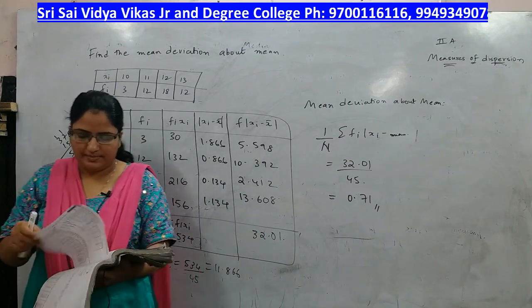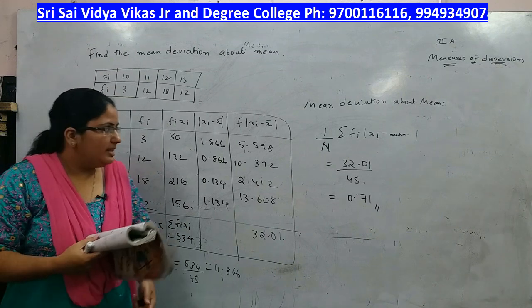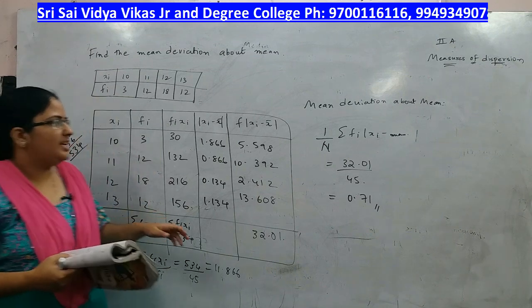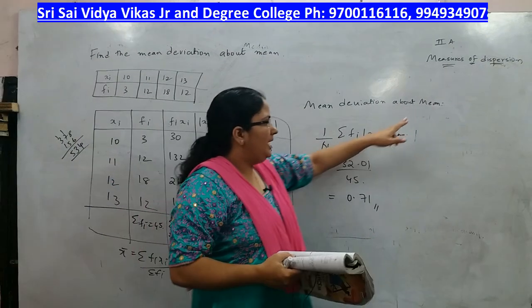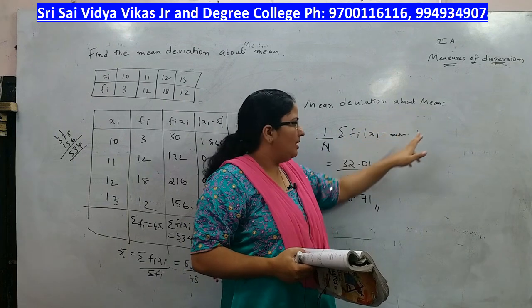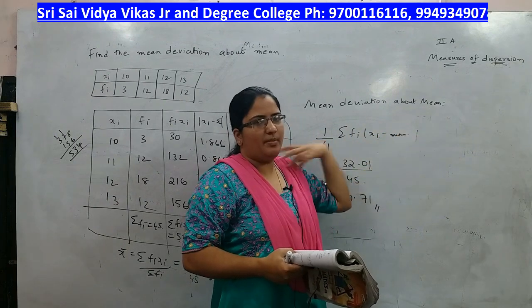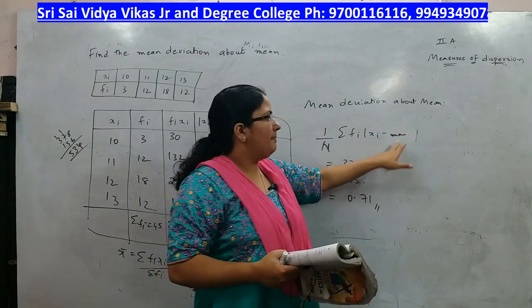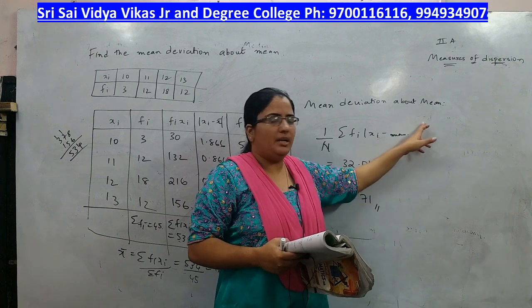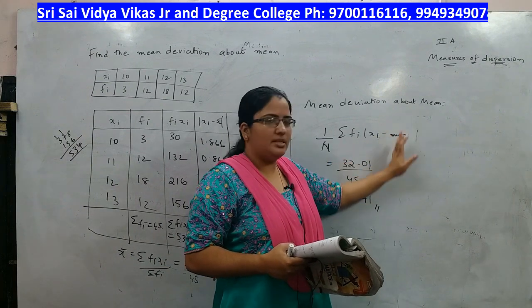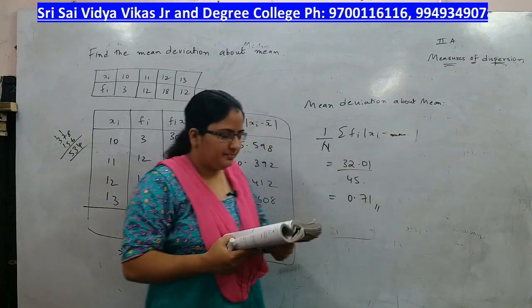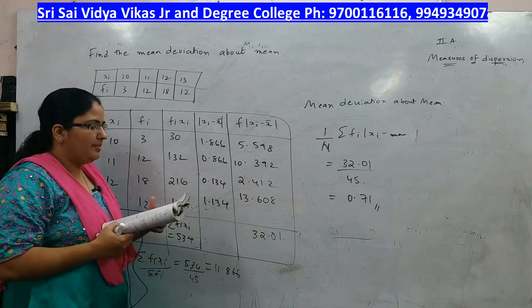Hello students, in this problem there is a small correction. Here I have written median, make it as mean. Here also it is mean. This is the previous problem. Make it as mean. I have written median, you make it as mean. This is correct. Right. Let us discuss the next problem.